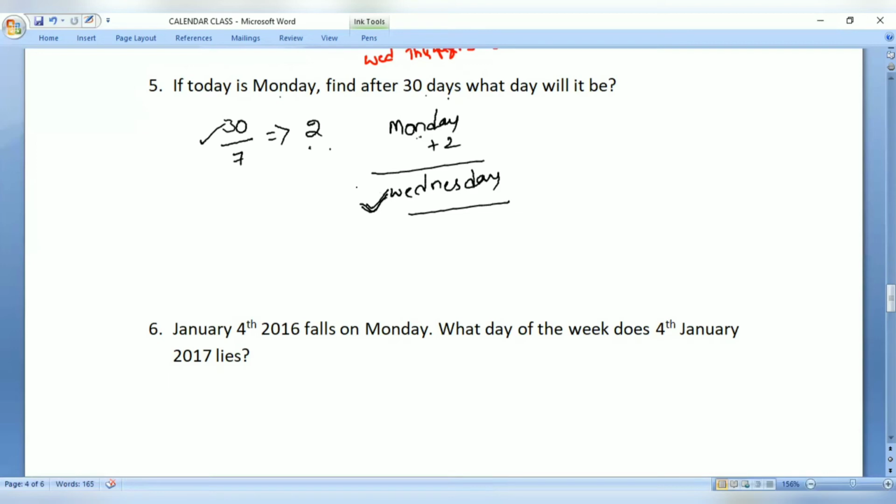So 15 times the loop goes. So after 30 days, the 31st day will be again Wednesday. So this is how the problem needs to be done.